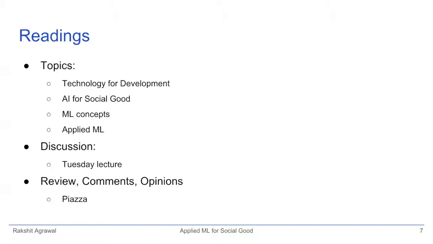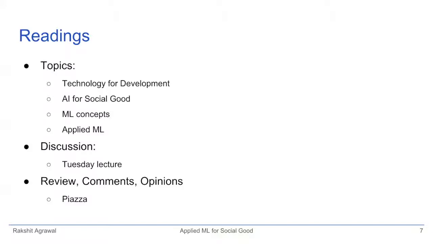And there has been work from Chicago, from CMU, and then Google is also getting involved in the space of AI for social good. So recently there's a lot of interest, and there's also a big report from McKinsey, which is going to be a part of the readings.